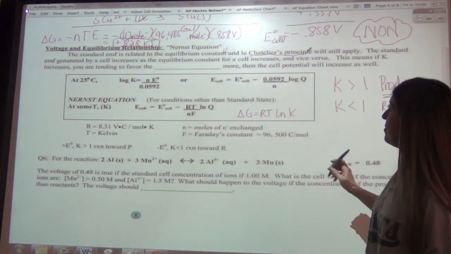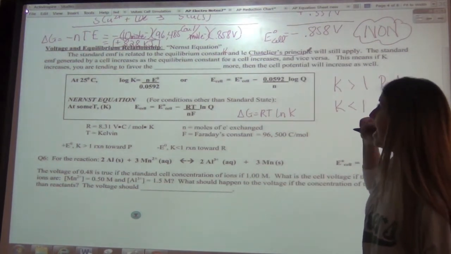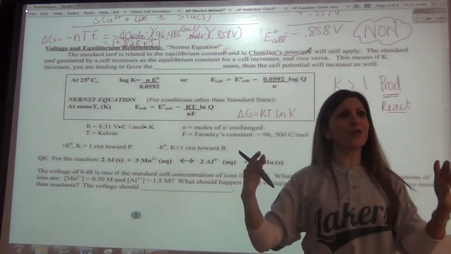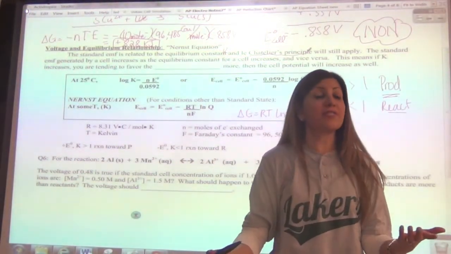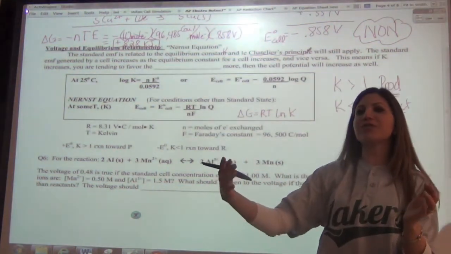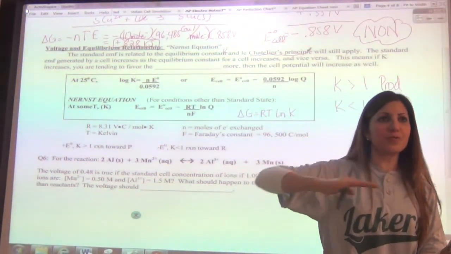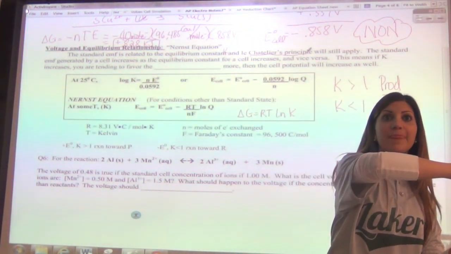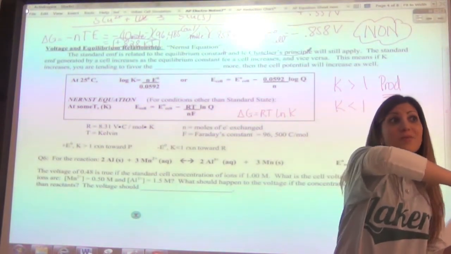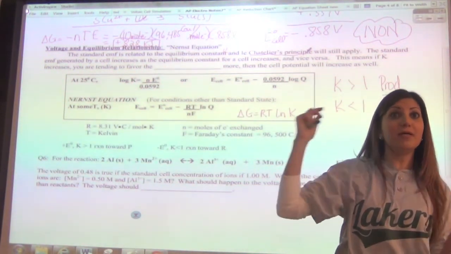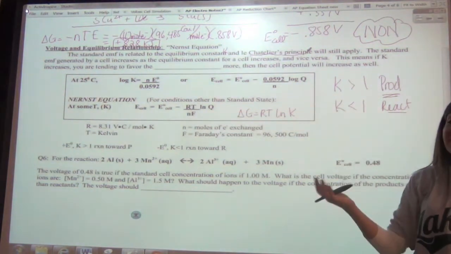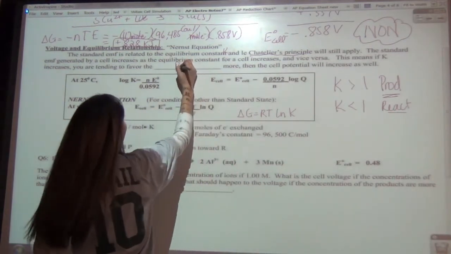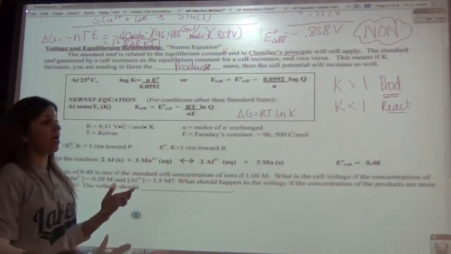So it says the standard EMF generated by a cell increases as your equilibrium constant increases and vice versa. Why? Well, if your EMF is increasing, and you need to make sure you understand this conceptually, so as your cell potential increases, your reaction's proceeding toward what? In what direction? Reactants to products. And if you're favoring the products, then what do you know about K? K is always going to be greater than 1. Perfect, that's it. And so it says this means if K increases, you're favoring the products. And so your cell potential increases.